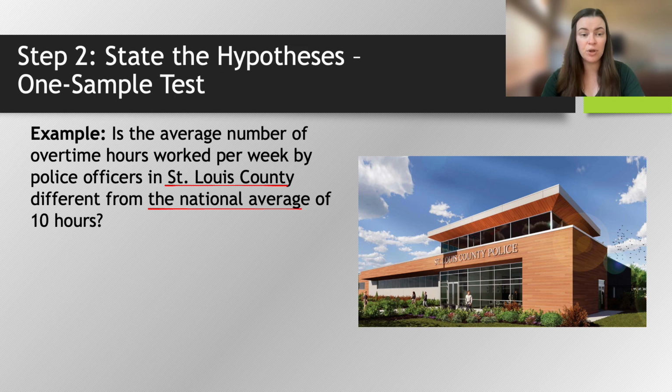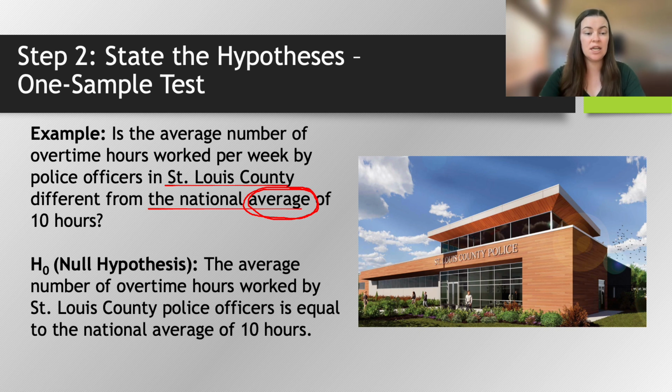Here in this example, I see the word average, which should trigger for you that we're dealing with means. So written out, our null hypothesis states that the average number of overtime hours worked by St. Louis County police officers is equal to the national average of 10 hours. But remember that when we actually write out our null hypothesis, we will be doing this in statistical notation. That's what I have written out here below.